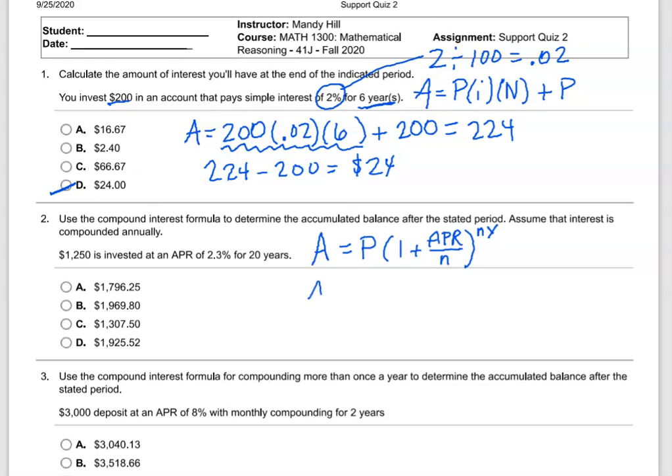Okay, so we're going to start filling this stuff in. We know our principal is what we put in to begin with, which is $1,250. Okay, 1 plus APR is going to be whatever interest rate they told us. So I'm seeing 2.3%. Do you ever put a percent in there? No, you need to do 2.3 divided by 100 to get 0.023. Okay, so my APR is 0.023 after I change it to a decimal.